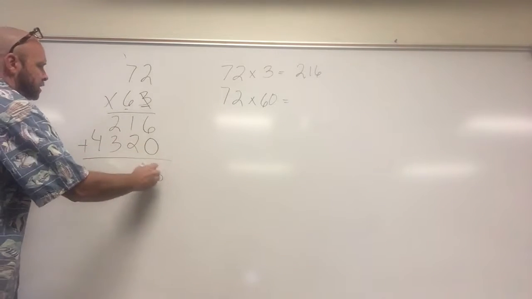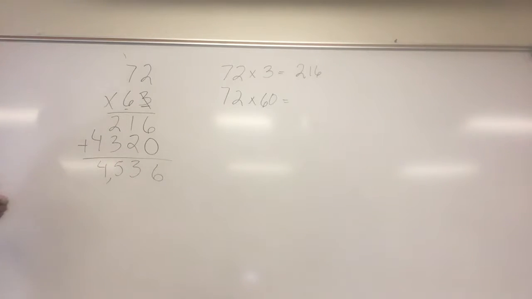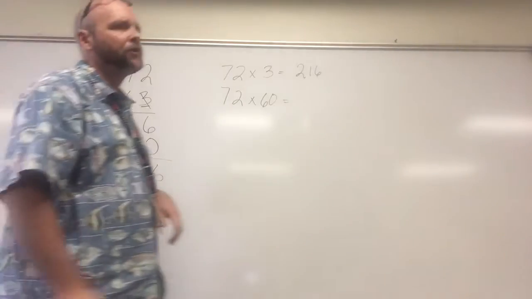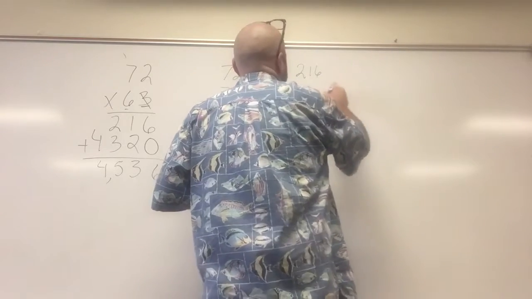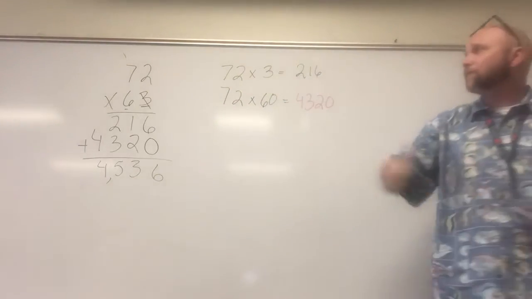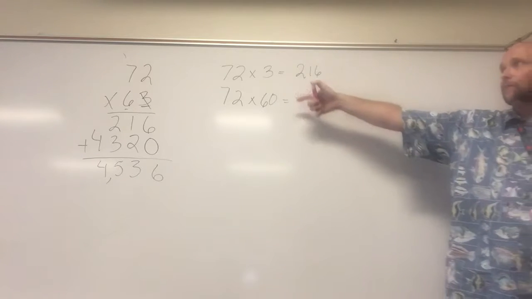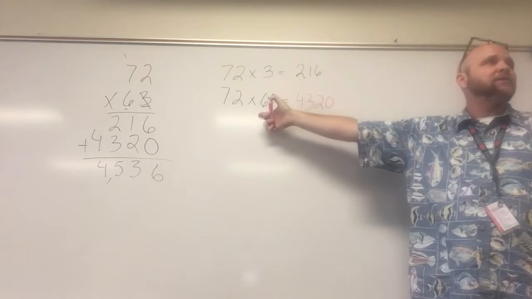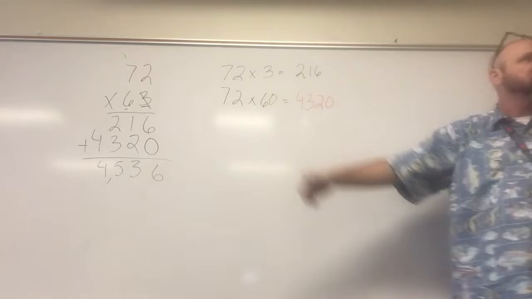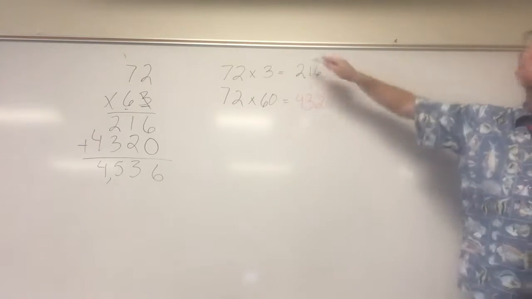I add these two products together. 4,536. Now, if it's easier for you to break it apart like this, where you multiply by the ones place, and then you multiply by the value of the number in the tens place, do that. Then you're just multiplying this out very easily, and you add these two together.